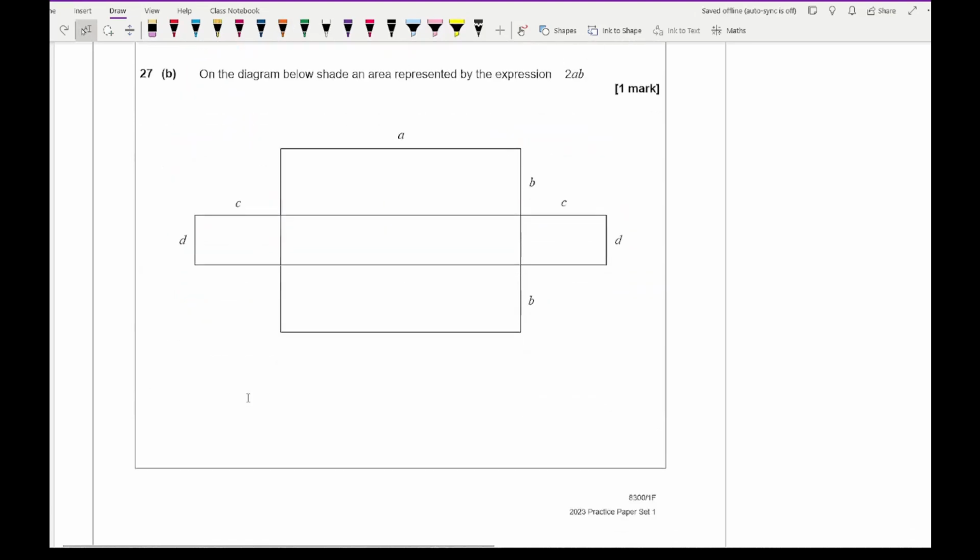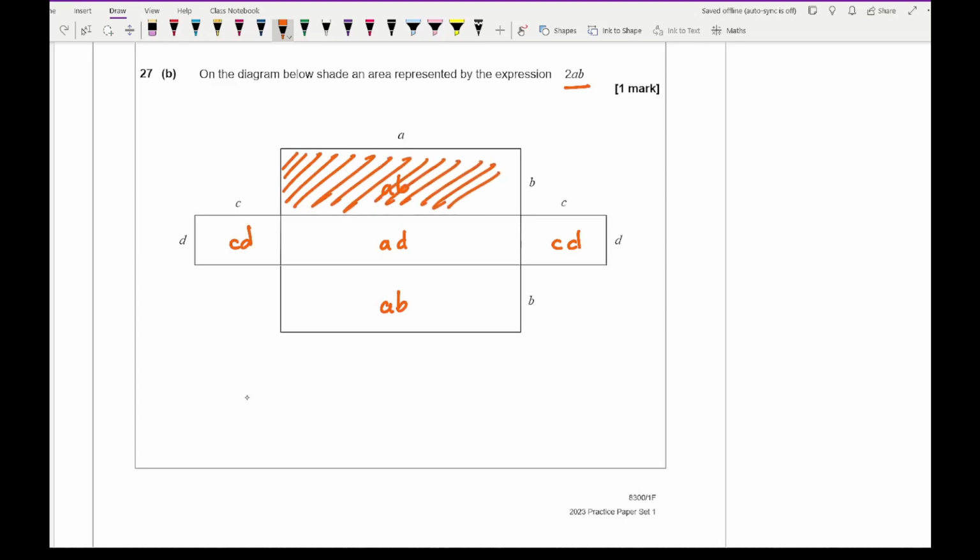The next question then says, on the diagram below, shade an area represented by AB. So again, if I just label each of these again, CD, AB, and CD. Now here we want 2 lots of AB, so I'm going to be shading in this region here and this one here. So you need to make sure you're shading both in for this one.